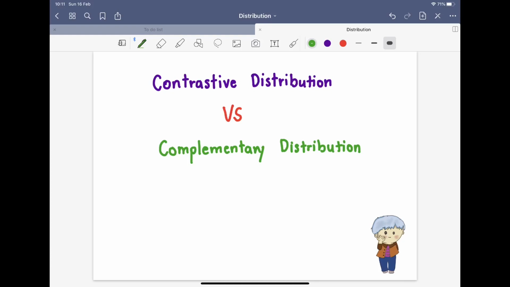Alright, please never forget these five words: phonemes, allophones, contrastive distribution, minimal pairs, and complementary distribution.